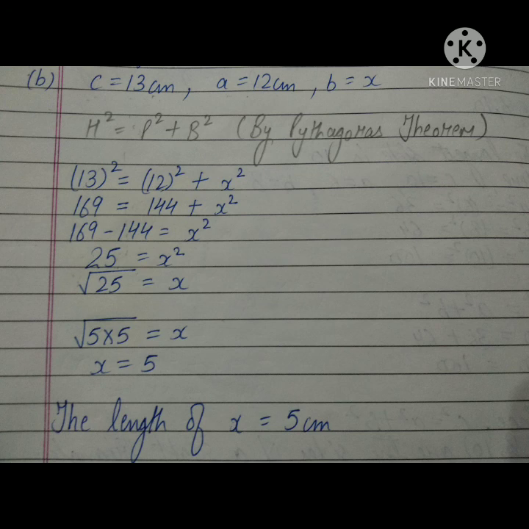Same in the B part, we have C equal to 13 centimeter, BA equal to 12 centimeter and B equal to x. We have to find out the length of x. So the hypotenuse square is equal to the perpendicular square plus base square, which is the Pythagoras theorem. So 13 square is equal to 12 square plus x square. So 13 times 13 is 169, equal to 12 times 12 is 144 plus x square.